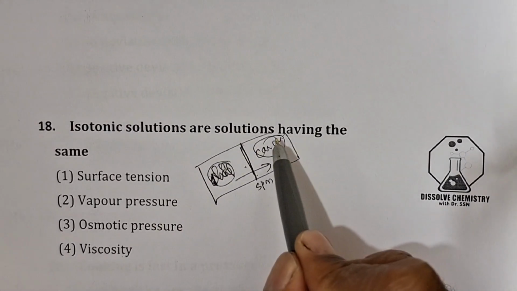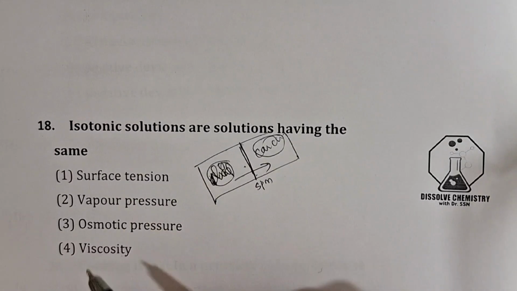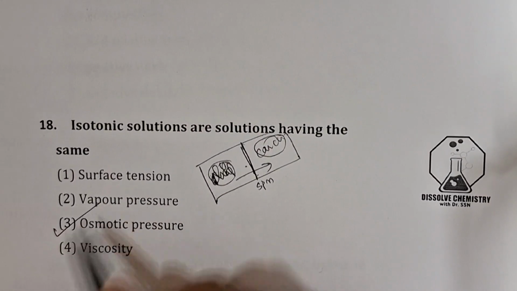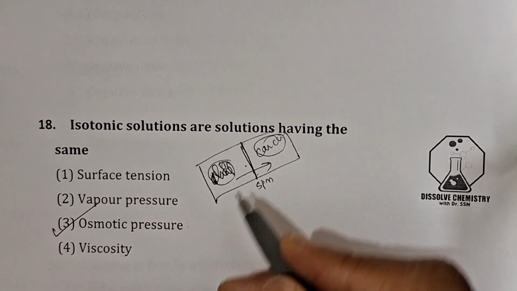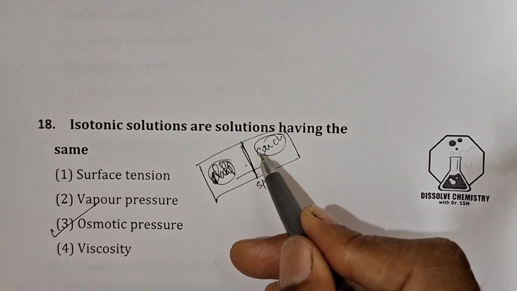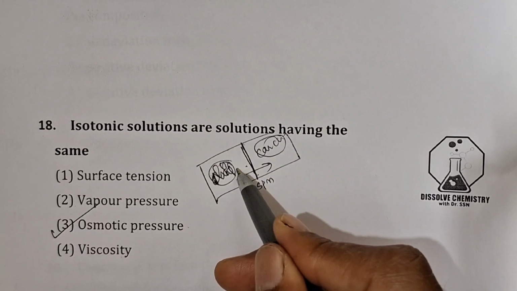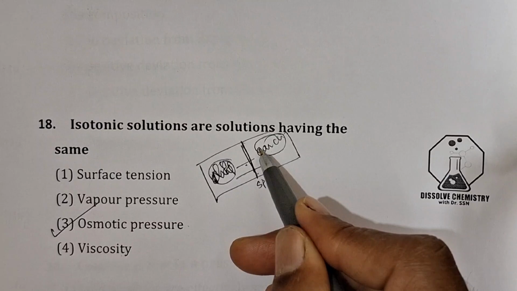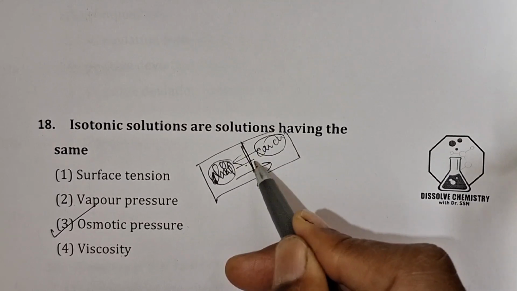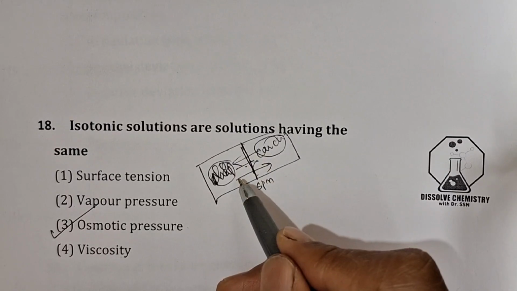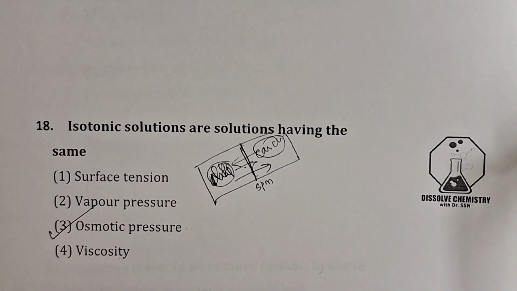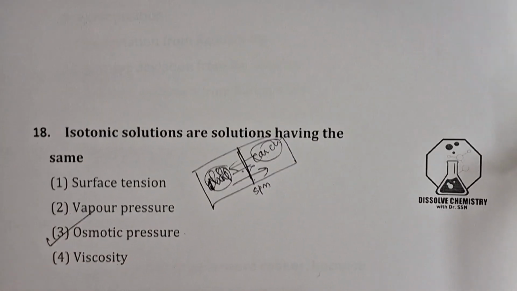So therefore isotonic solutions are having the same osmotic pressure, okay. So that is how you have to answer. Why is it having the same osmotic pressure? Because the concentration on either side is same. So therefore the movement of the solvent in this direction and the movement of the solvent from the other direction, both will be same. So when it is same, osmotic pressure is also same, right? So let us move on to the next question.